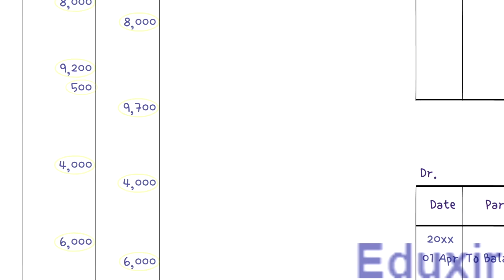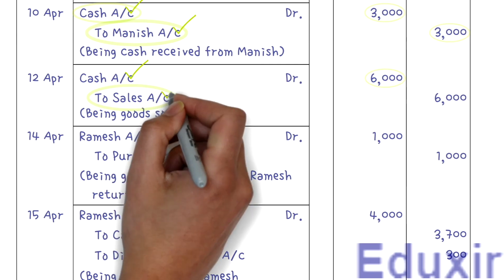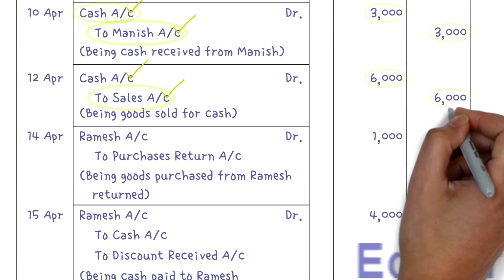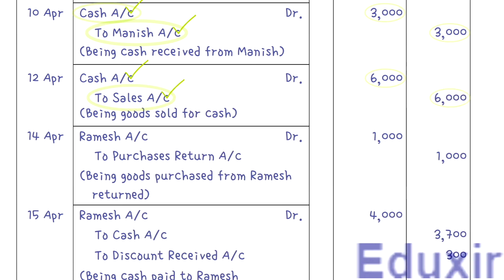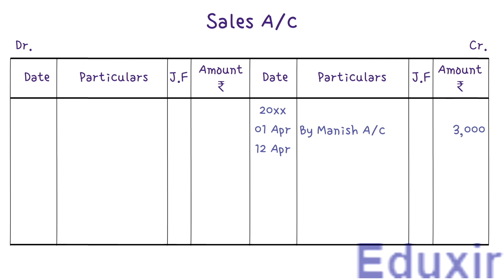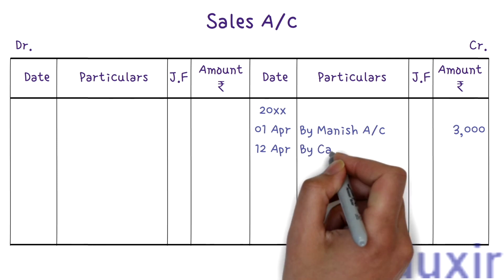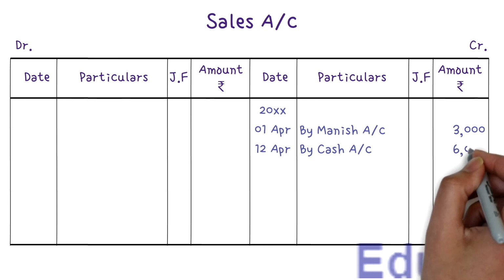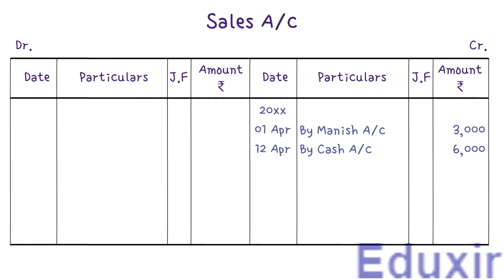Let's now take up the next entry. As the name suggests, it needs to be posted on the credit side of sales account and the credit amount is 6000 rupees. Note that the details that need to be posted into the particulars column is cash account. As we already have sales account, let's now post this entry into that account. Let us first write the date. Let's then write by cash account into the particulars column. Let's then write the credit amount of 6000 rupees in the amount column. With that, we have completed the posting of this journal entry into sales account.